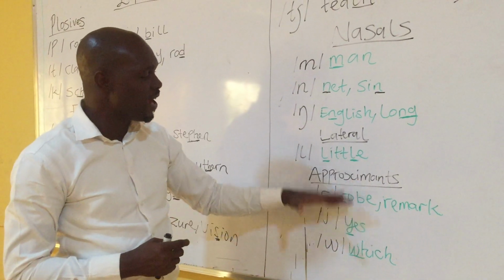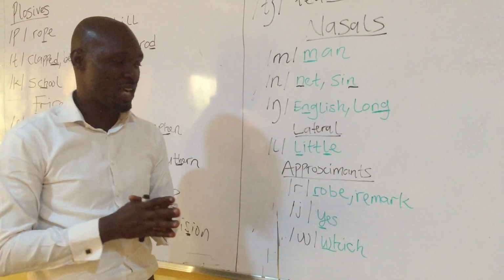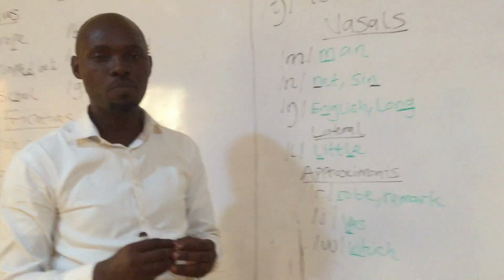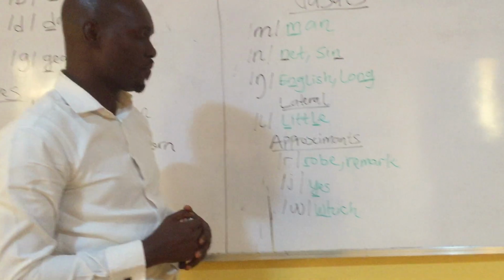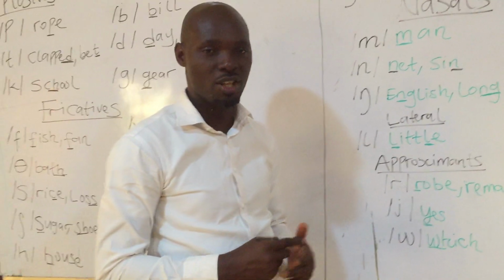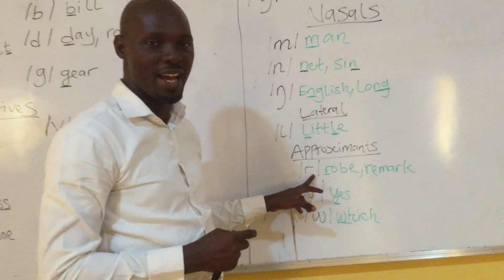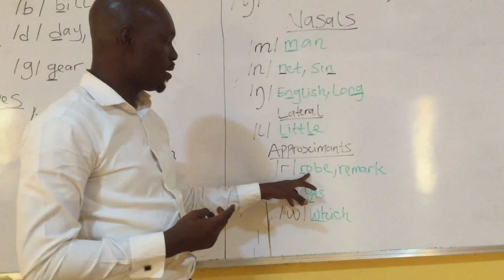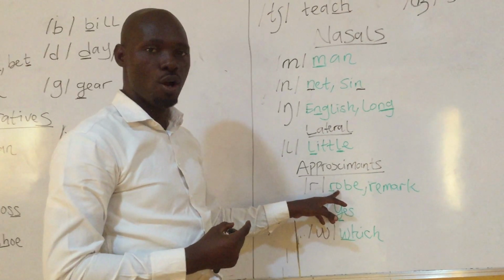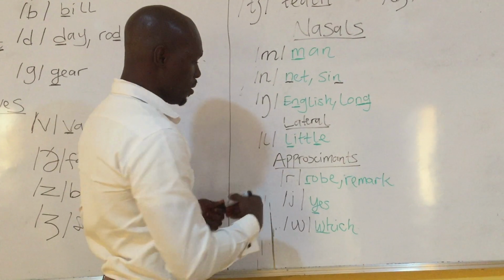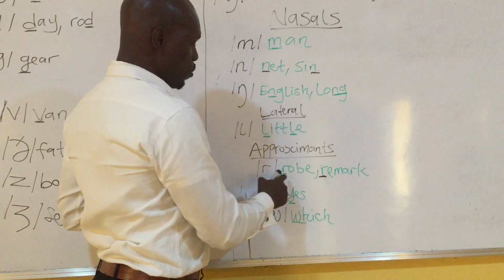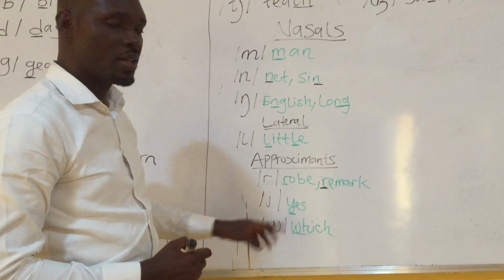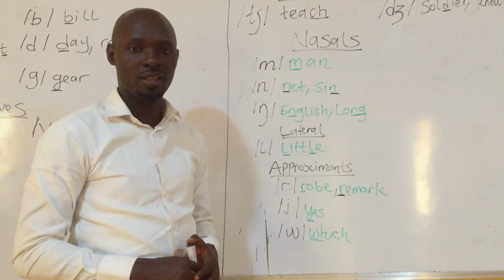Now move on to the final category of consonant sounds we have in English language, which are called approximants. And we have three approximants in English language. The first one is pronounced as r, and you can find the sound in the word robe and remark. The next sound is pronounced as y.